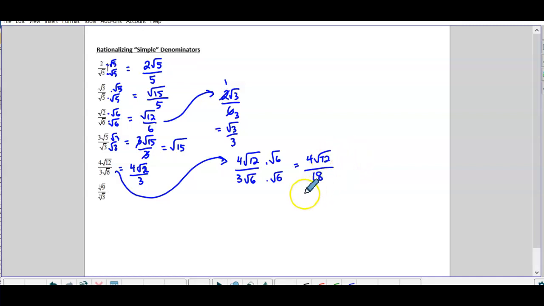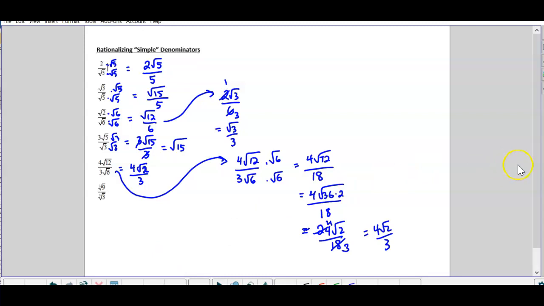Then simplify root 72. That's 9 times 8, so 36 times 2, so that's 6 root 2. So that's 4 times 6 is 24 root 2 over 18. And then 6 goes into that 3 times, into this 4 times. So you get 4 root 2 over 3. Way faster if you can see that 6 goes into 12.